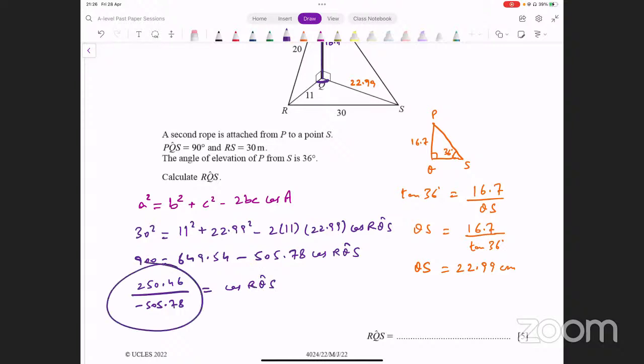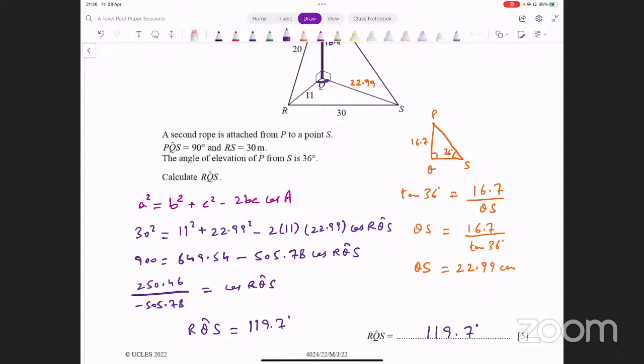Okay, evaluate this number and take its cos inverse, and you will get the angle RQS. Evaluate the left side number, divide it by minus 505.78, and then take cos inverse of that, and that is giving me 119.68. So that's 119.7 degrees. That's the angle that we were looking for, 119.7 degrees.